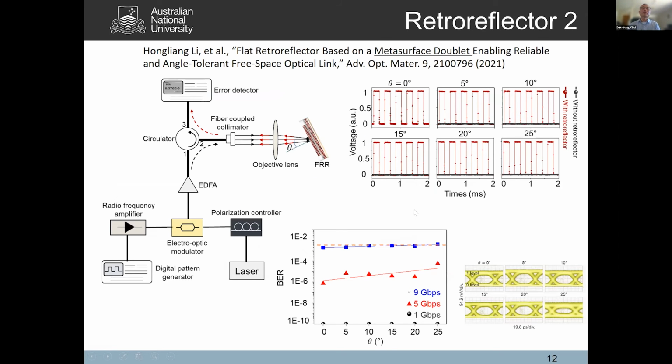We used this retroreflector in free space optical communication. We send a 0101 signal at 1550 nanometers through this retroreflector and detect them at different reflector tilt angles. As you can see here, the reflector can operate up to a 25-degree tilt angle. Also, the performance is still quite satisfactory at a 9 gigabit per second data rate.